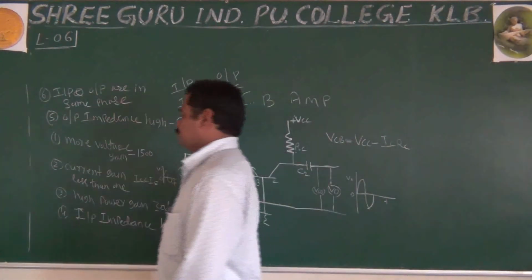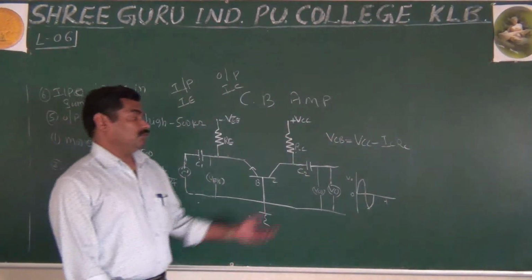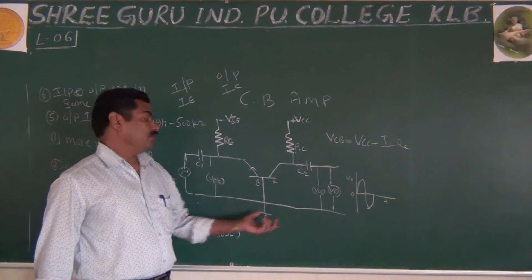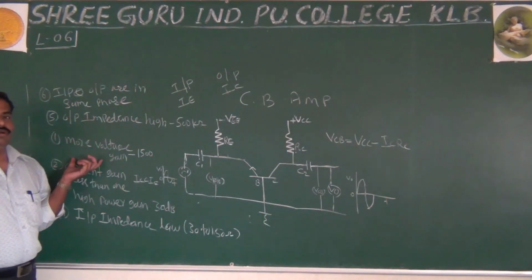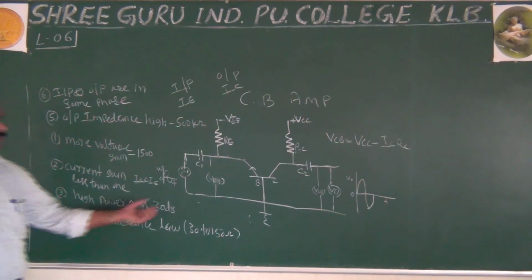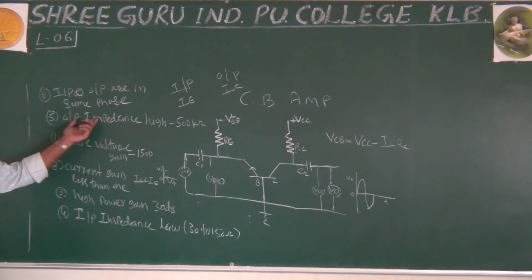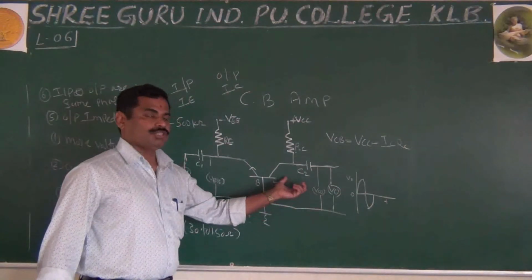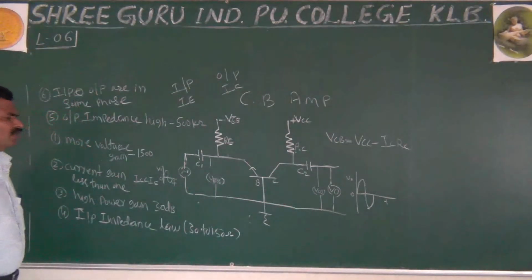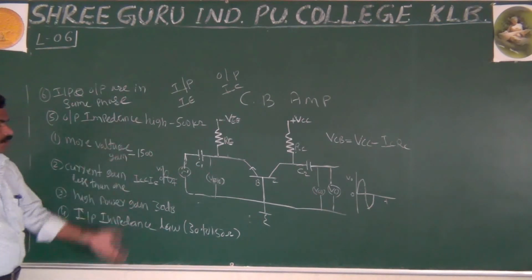And we may ask the question, sir, why are you using the common base amplifier? Whenever we want more voltage gain, we go for the common base amplifier. And why do you have very low input impedance? Because your input section is forward biased. And why do you have very high output impedance? Because your output section is reverse biased. And another important thing is where you are using this common base amplifier. These are the important characteristics.